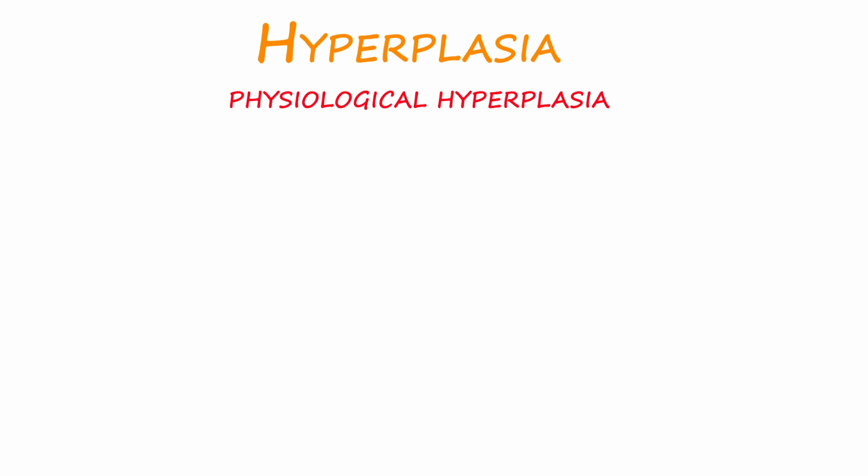Unlike pathological processes, physiological hyperplasia is tightly regulated. It has clear starting and stopping signals, is reversible when the stimulus ends, maintains normal tissue architecture, and serves as an adaptive response to specific physiological needs.